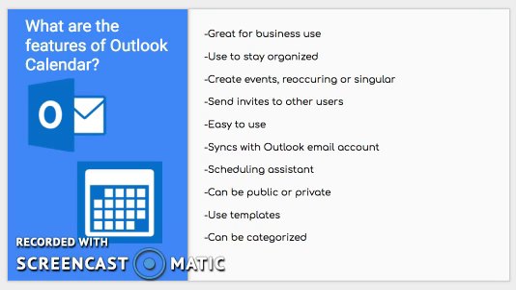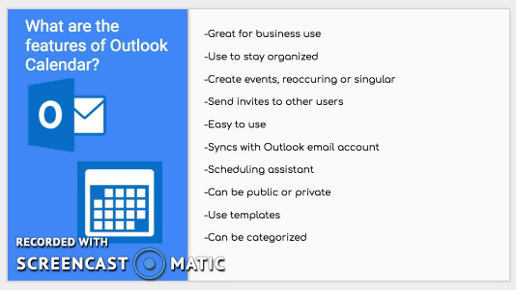There's a scheduling assistant that's included with it. It can be public or private. You can use different types of templates, and it can be categorized. There are a lot of features that Outlook uses that go along with Google Calendar, so you're going to start seeing a lot of the same things.